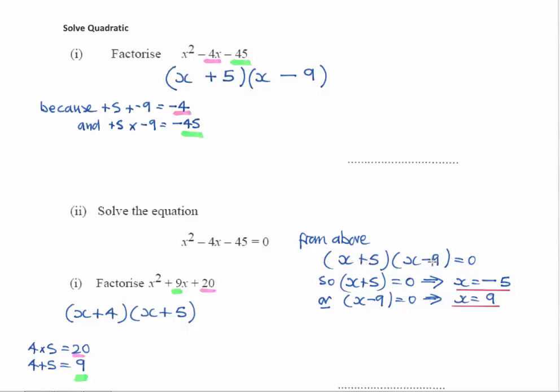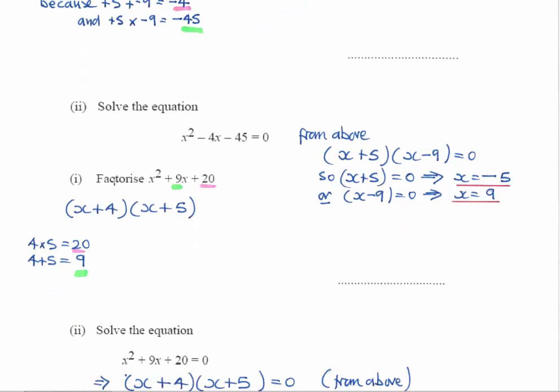So, if these two things are multiplied to make 0, then either that must be 0, or this must be 0. Well, if this is 0, x must be minus 5, because you'd have minus 5 add 5 is 0. And if this is 0, then x would be 9. So there's two ways to make this 0. One is for x to be 9, which would make that bracket 0. And one is for x to be minus 5, which makes that bracket 0. Remember, you usually have two answers here for an equation like this because of the squared.